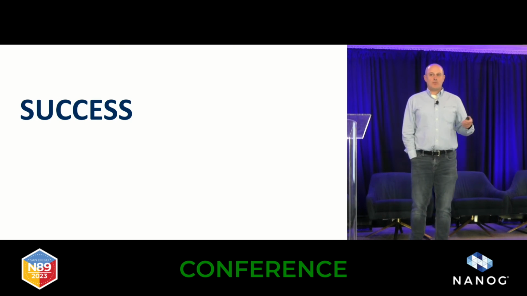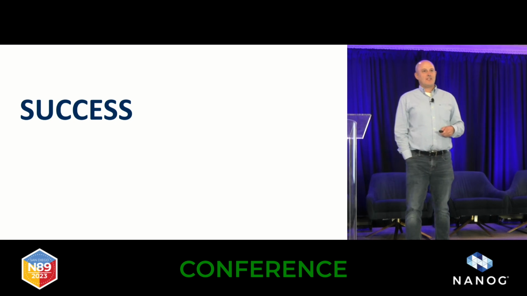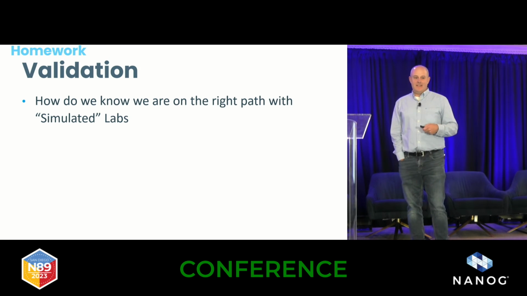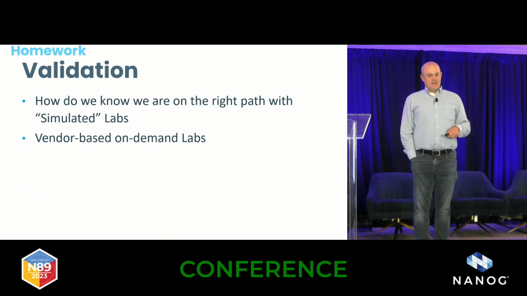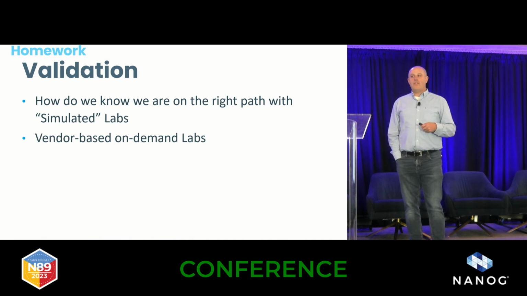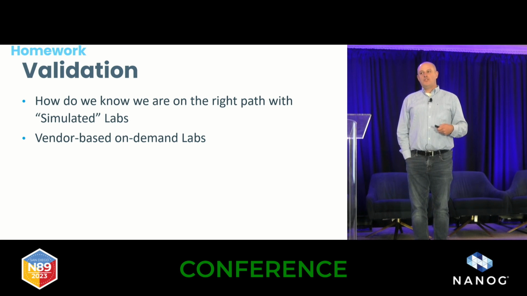So, successes. Whenever I talk about something like this, I always like to know, is there any validation that I can find that we're doing the right thing here? I'll give you a couple examples of that. We're starting to see more vendor-based on-demand labs being offered out there. Again, a Juniper example being Juniper vLabs.